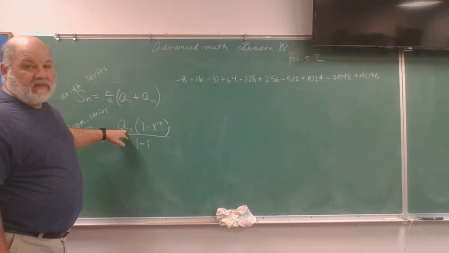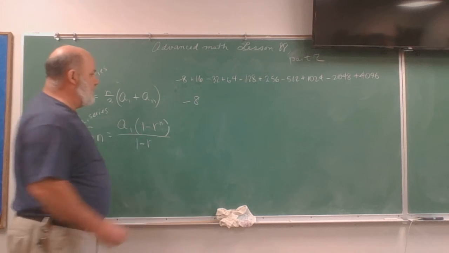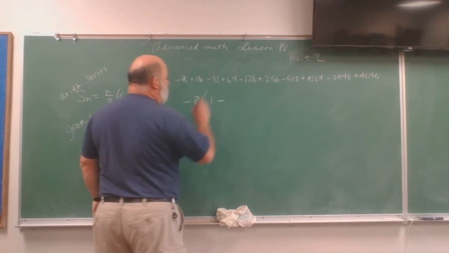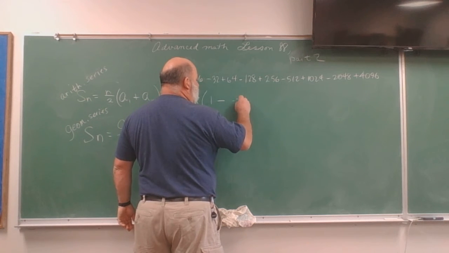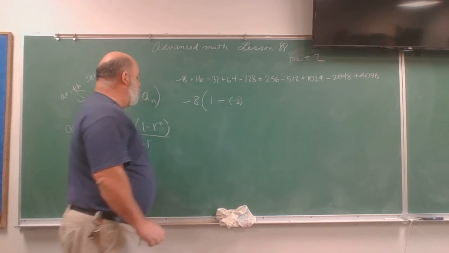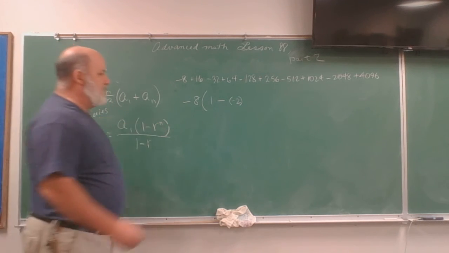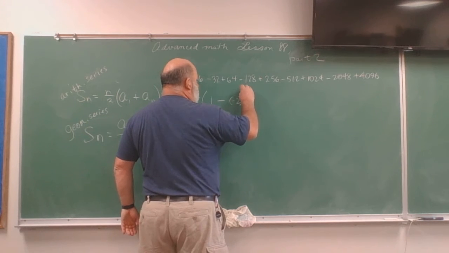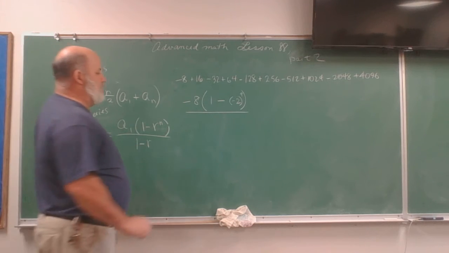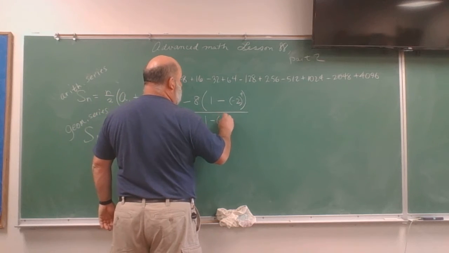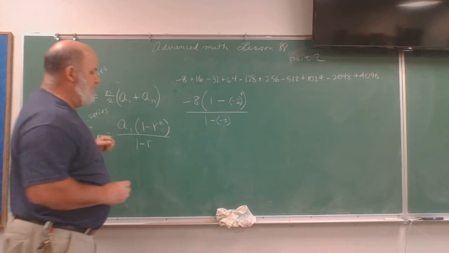So it says, take the first term, that will be -8. And then it's times 1 minus your ratio to the nth power. So my ratio is -2, and the n is the number of terms we're doing. Well, they said the first 9 terms in the series. So we're going to do that to the 9th power all over 1 minus your ratio. So 1 minus -2. So it looks a little complicated, but it's not too bad.